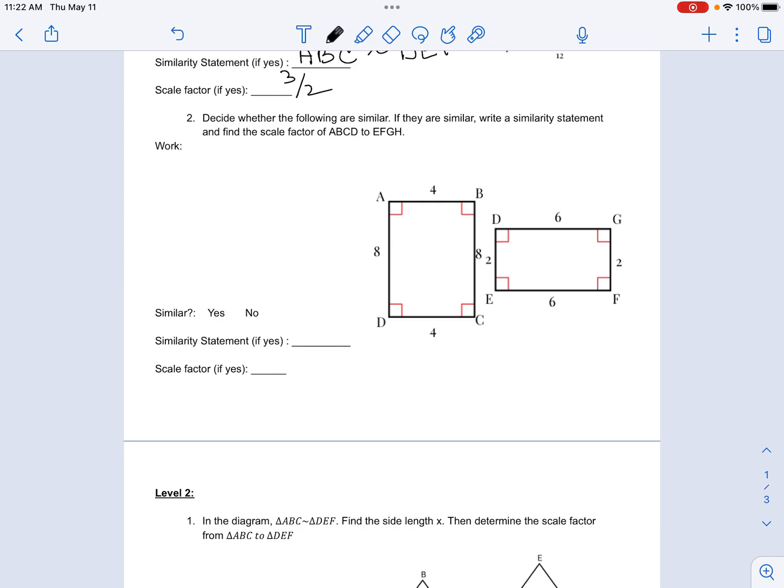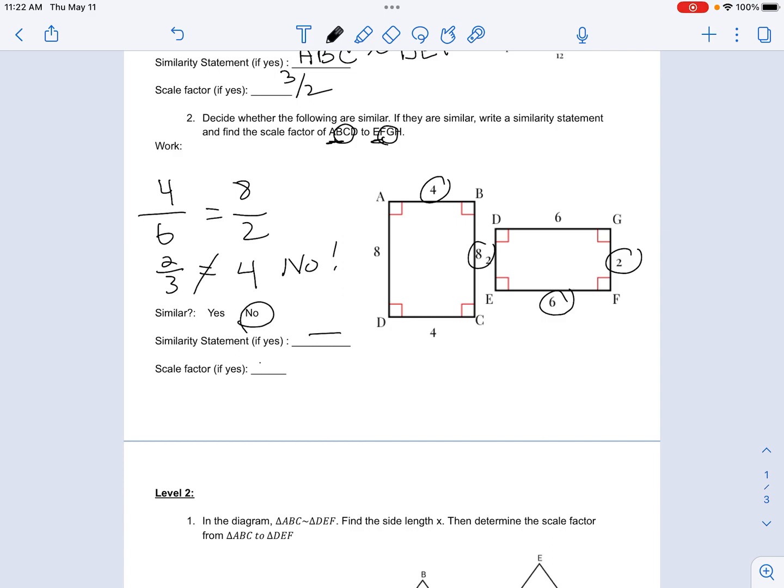So let's see if these are similar. Notice it's flipped around, so be careful when you're matching up the numbers. AB should match up to EF, which is 6. And then let's do BC, which is 8, should match up to FG. And then you can check the other two sides because there's 4. But really, I can stop here because notice right away, these two fractions are not the same. So no, these do not have that same ratio. So these are not similar. If they're not similar, then you don't have a similarity statement and there's no scale factor.